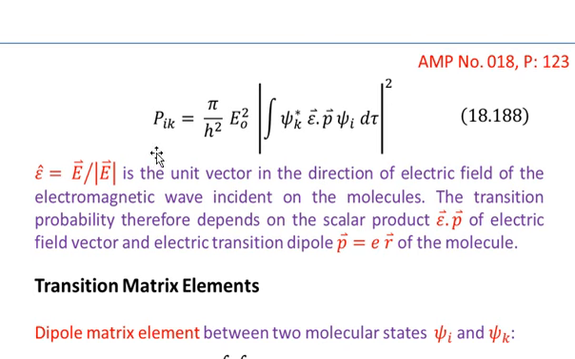This P_ik has an expression given by pi over h square multiplied by E naught square, and then the absolute square of the integral of psi k star, E dot P, the product of E and P, and then psi i, d tau. So you see that here we are considering the two wave functions psi k and psi i, which are the wave functions corresponding to the ith electronic state and the kth electronic state.